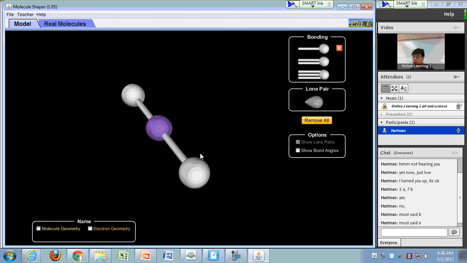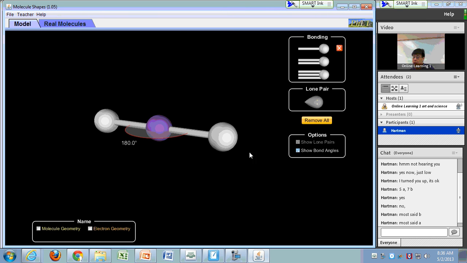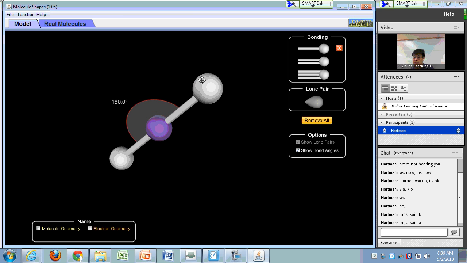So if you have 2 groups of electrons, you can show the bond angle is 180. See? There's a 180 bond angle right there. So the geometry of this molecule is linear, and the electron geometry is also linear. Electron geometry refers to the orientation of the electrons sticking out of your central atom.